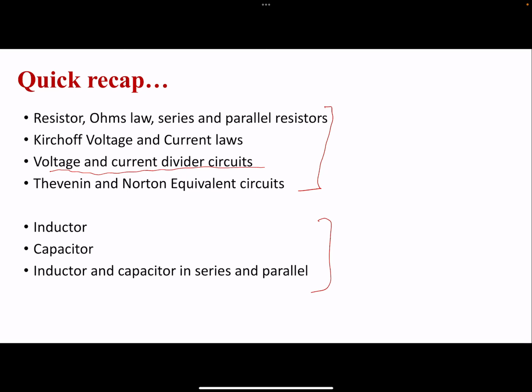Again, this is in two parts, part A and part B. Right now we are covering part A.